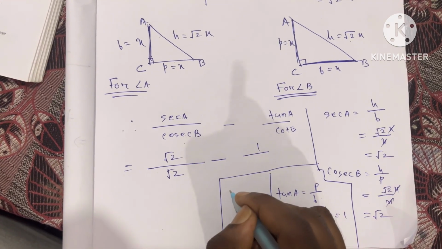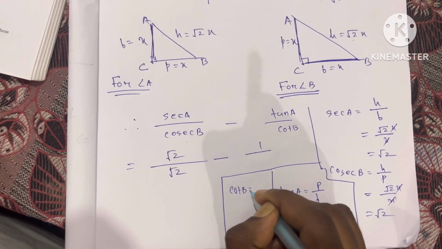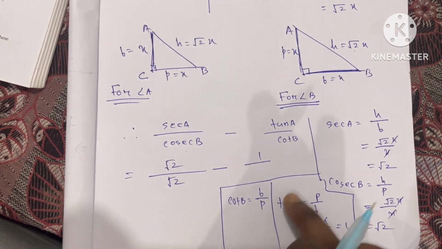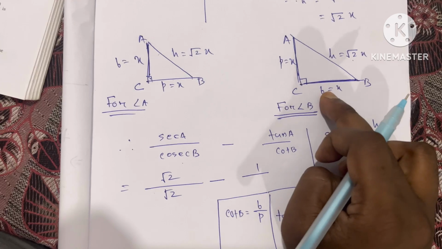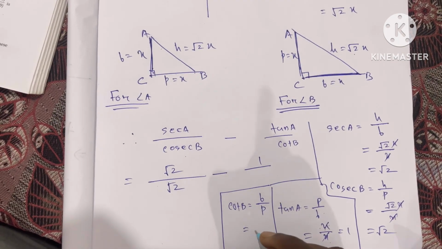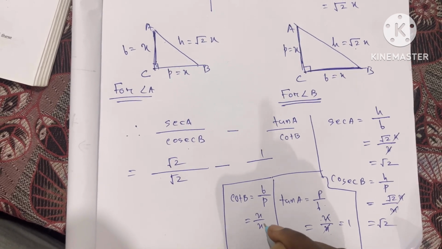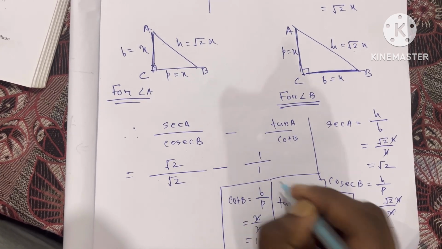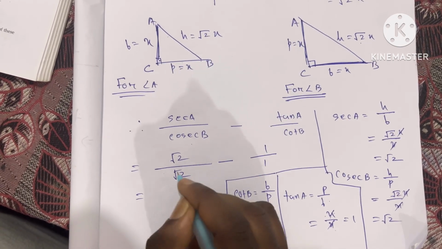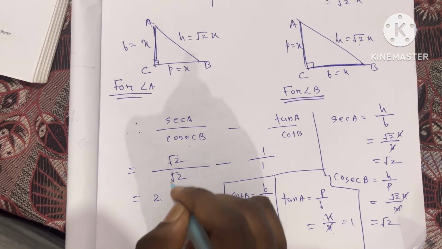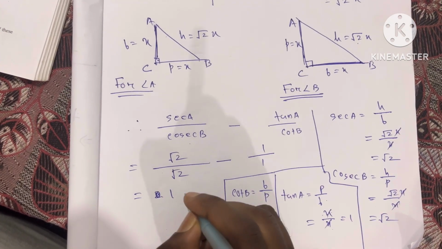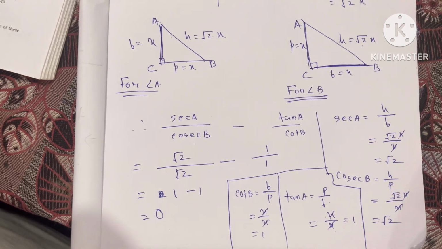Next we need the value of cot B. Cot B means b by p. Because it is angle B, you have to see this triangle. The value of base is x, and the value of p is also x, so x by x cancels, and the answer is 1. So the expression is root 2 by root 2, which is 1, and 1 by 1 is also 1. If you divide the same number, the answer is always 1. So 1 minus 1, the answer will be 0.